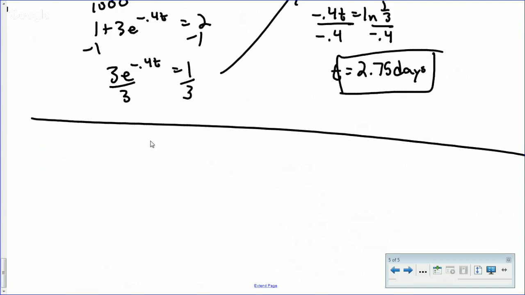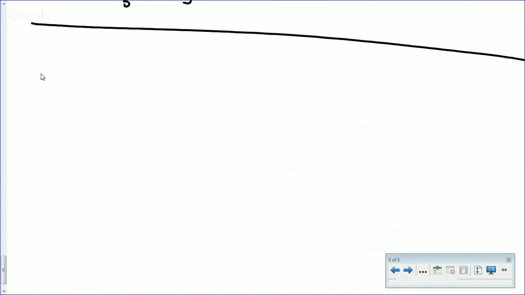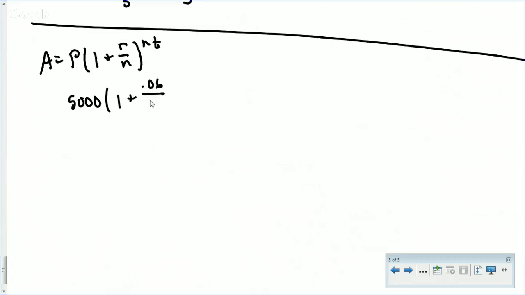So if $5,000 is invested at a rate of 6% a year, compounded quarterly, what is the amount in the account after 8 years, and how long until $10,000 is in the account? So we'll use this equation, A equals P(1 plus r over n)^(nt). So I'm putting in $5,000. The interest rate is 6%, so that's 0.06. It's compounded quarterly, so that is 4 quarters in a year. And I want to know after 8 years what is left.